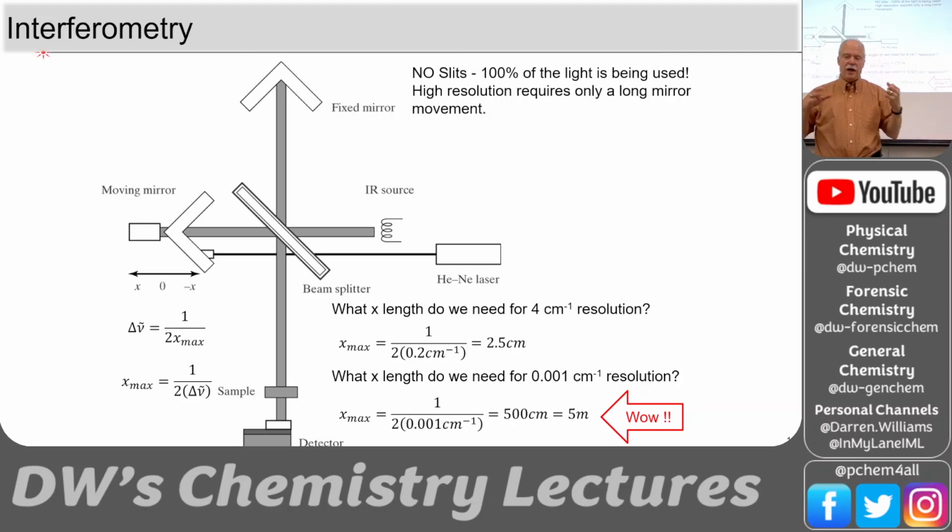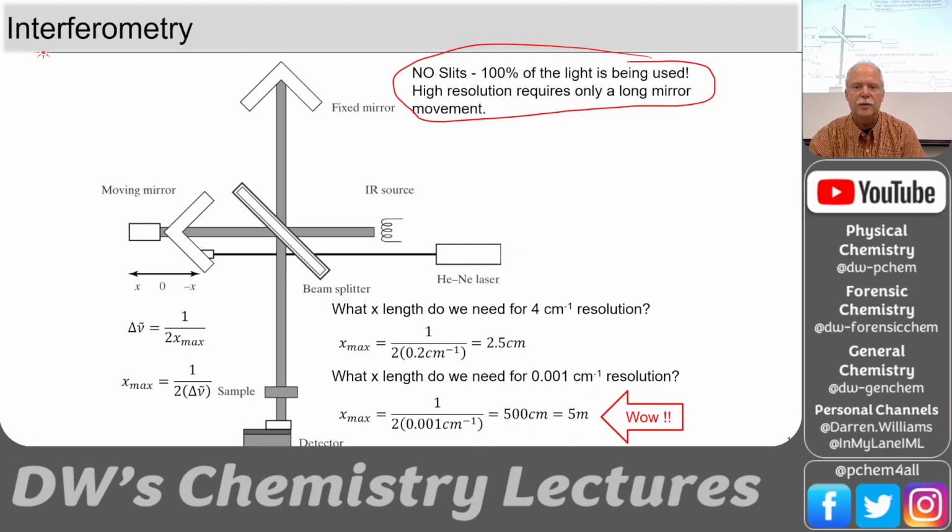Now we can get away from the high resolution slits and narrowing our sample down by going to interferometry. So this is a really bizarre thing. There's no slits, and 100% of the light is being used. So this is the big advantage of FT instruments, like FTIR. They even have FT UV vis. It's not common, but they have it. And resolution is just governed by the length of this moving mirror.